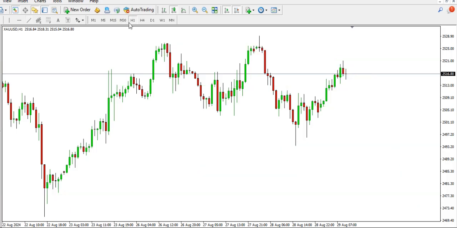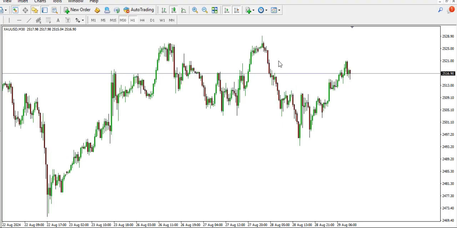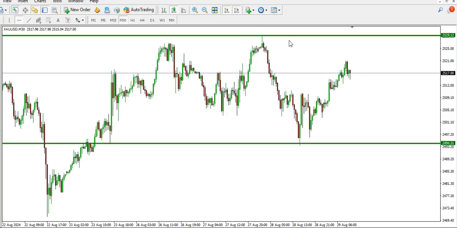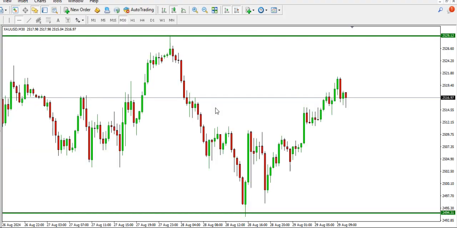On the 30 minutes time frame, price of gold is currently ranging. Our range low is at 2494. Our range high is at 2529. So price is ranging. There's a balance between the buyers and sellers as far as the 30 minutes time frame is concerned. We have a high, we have a low, we have a higher high, lower low. We are seeing a lower high. You might see a higher low, then possibly a higher high. So the range continues.